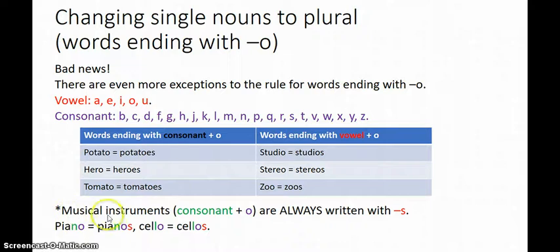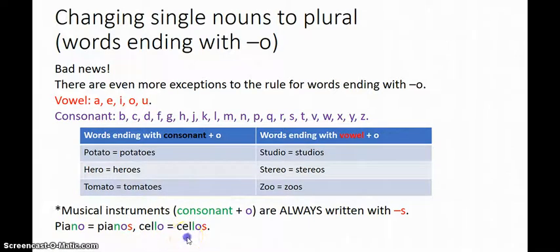If your word is a musical instrument, any kind of musical instrument that you use to play music, if you have a consonant and O, these are always written with S. So here we said consonant plus O is ES. If it's a musical instrument, consonant plus O is only S. So the word like piano, N is my consonant, plus O, that gives me S, pianos. The word cello, L is my consonant, plus O gives me S, cellos.